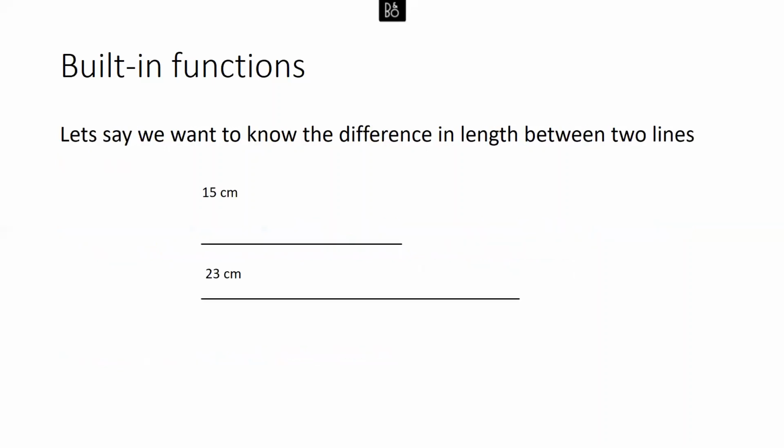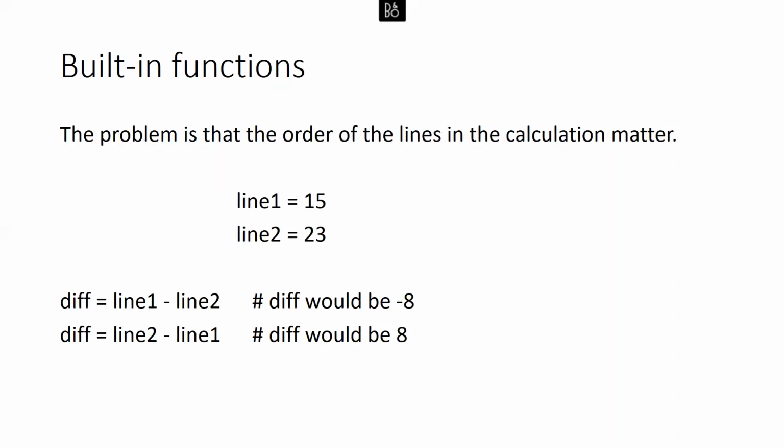Here we have two lines, and we want to know the difference in their lengths. The first one is 15 centimeters, and the second one is 23 centimeters. The problem we encounter is that the order we give the values matters. If we take line 1 minus line 2, we get minus 8. If we take line 2 minus line 1, we get 8.